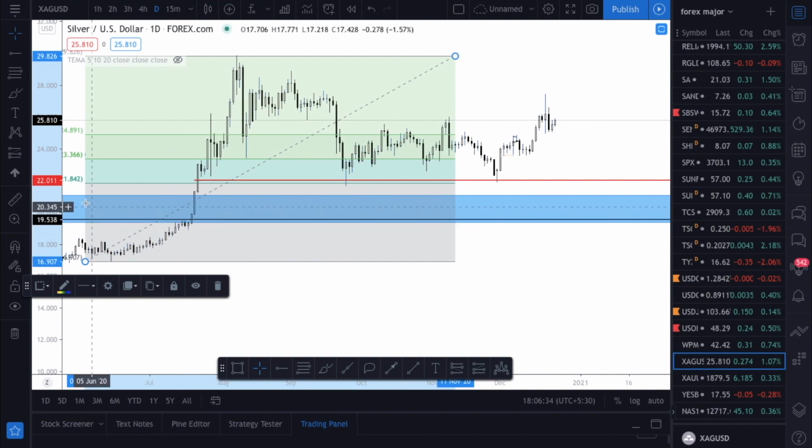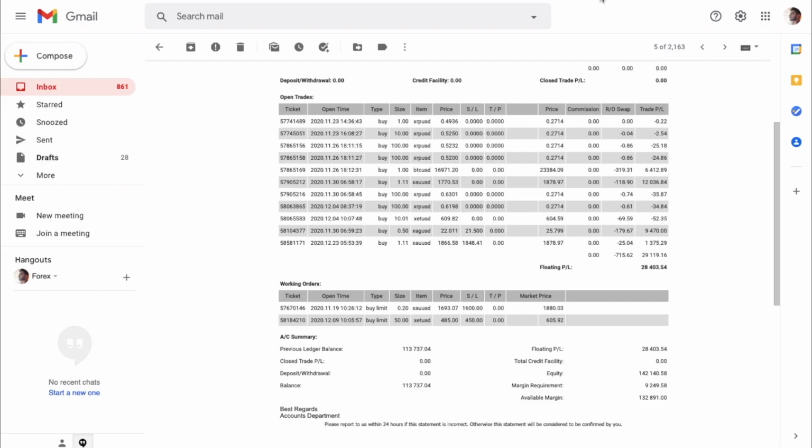After that you can see impulse, correction, then the price came near this level which was around our entry point, that is 22.011, and I entered over here, and then the price started to move up. I took the first take profit around this level, as I thought the price can again come back till this level, and I kept the other trade running, which is now at a profit of around 9,470.